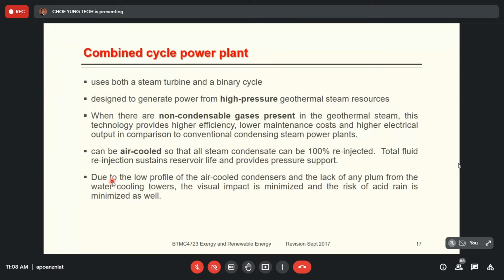Okay, so it means that in this power plant, the turbine will be pushed twice a cycle, every cycle. So supposedly you should have better power output. Okay, but the problem is you must have a very high pressure geothermal steam resource. This is specially designed to generate power from high pressure geothermal steam resources.